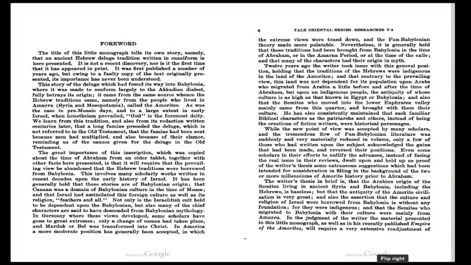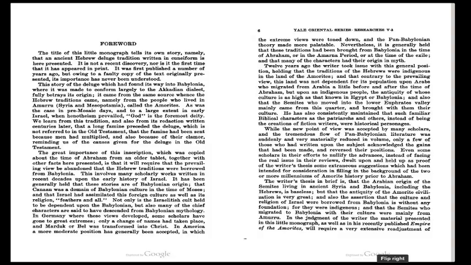The title of this book tells its own story, naming that an ancient Hebrew flood tradition was written in cuneiform. This story of the deluge or flood found its way into Babylonia, where it was made to largely conform to the Akkadian dialect, which fully betrays its origins. It came from the same source from where the Hebrew traditions came, mainly from the people who lived in Ur, Mesopotamia and Syria, called the Amorites. As was the case in pre-Mosaic days, and to a large extent in early Israel, when henotheism prevailed.